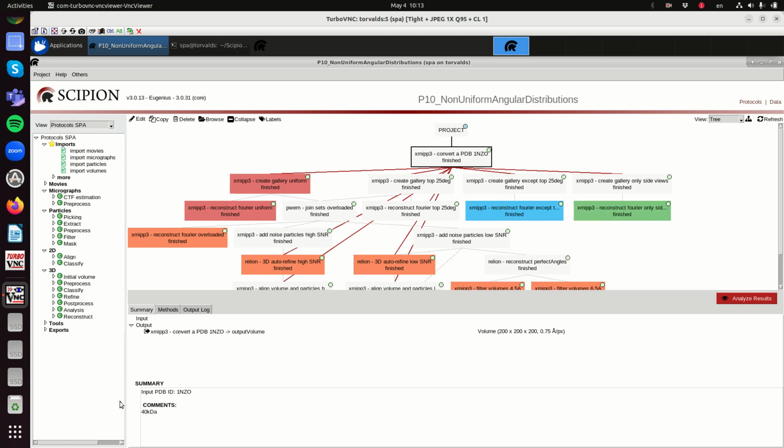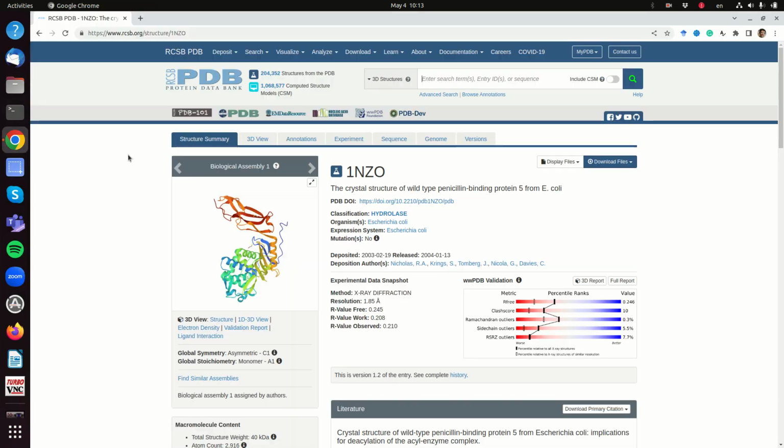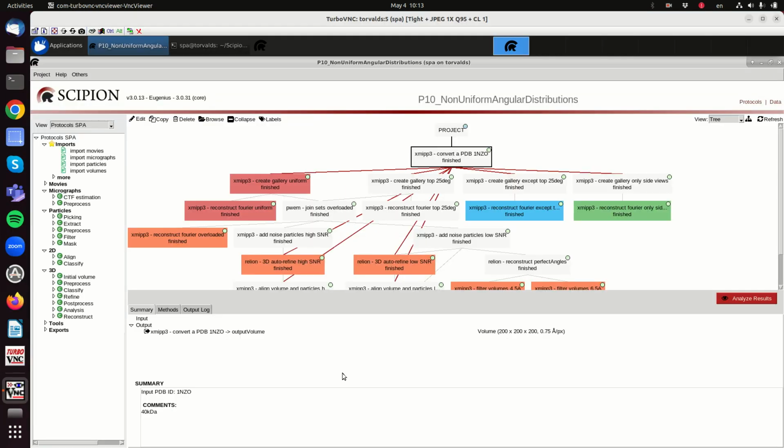So again, I'm using all the time this protein that is here. It is the wild type penicillin binding protein 5 from Escherichia coli, and it is a small molecule, only 40 kilodaltons. But still, as we said in our previous videos, it is not just the weight, it is the signal to noise ratio. So as long as we have enough signal to noise ratio, we should be able to analyze it.